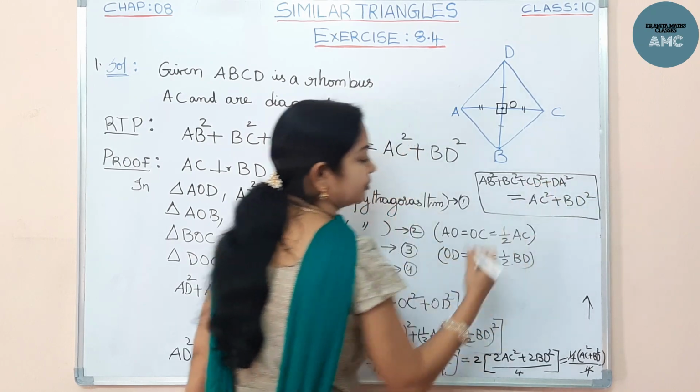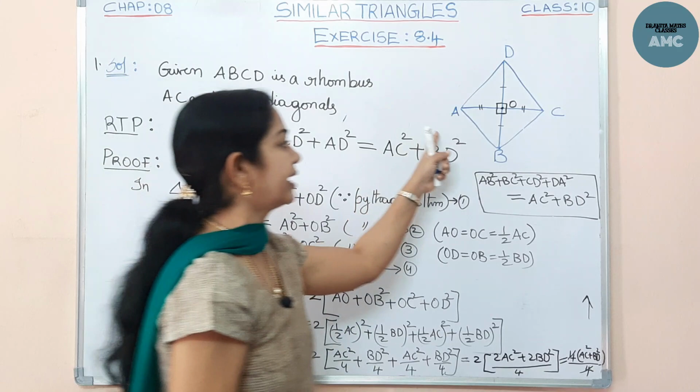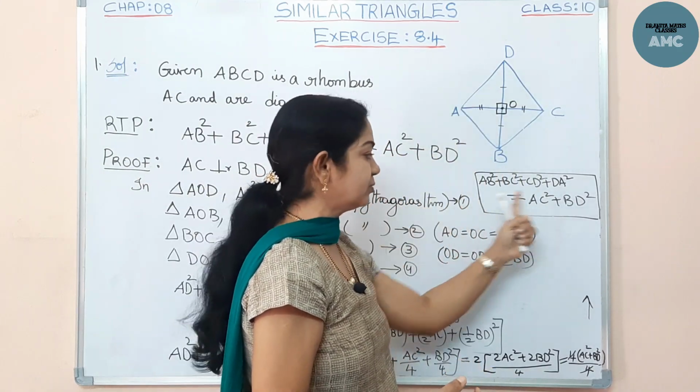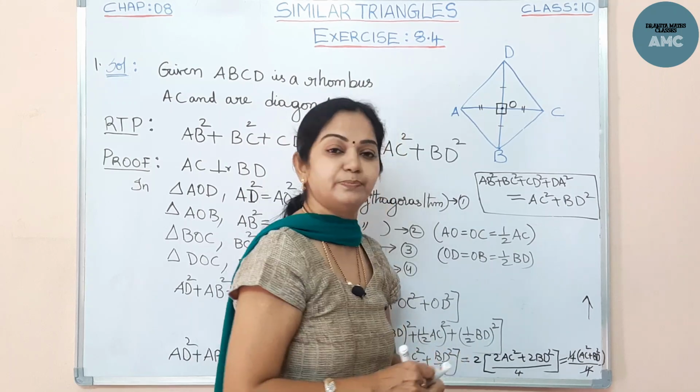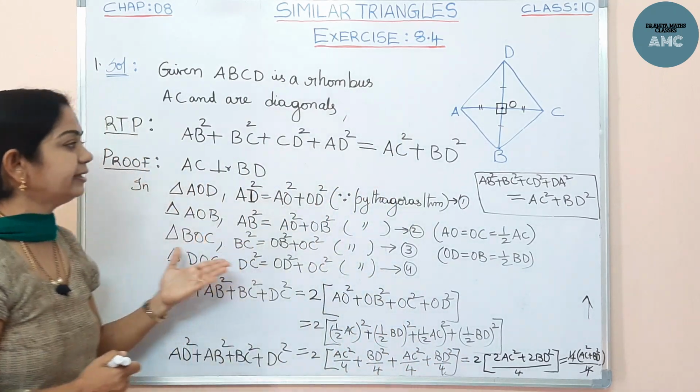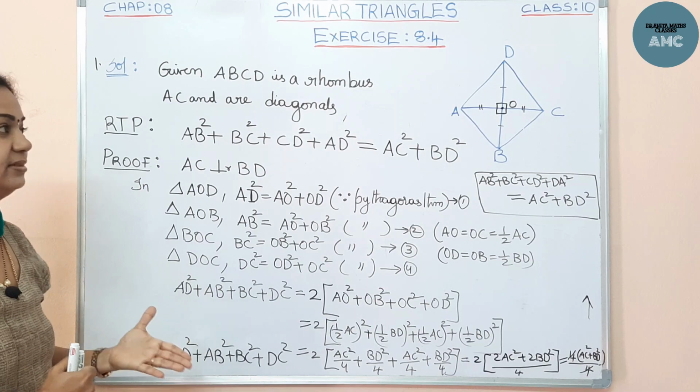This is equal to the sum of the squares of the sides of the rhombus is equal to the sum of the squares of its diagonals. So, hence proved. Okay, quickly note it down, pause and note it down. Let's see the next problem.